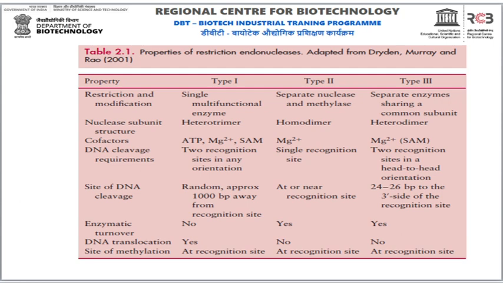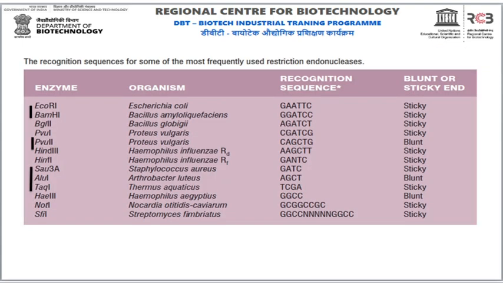Next, the site of DNA cleavage. Type 1 will cleave randomly, about 1000 base pairs away from the recognition site, and type 2 will cleave at or near the recognition site. Type 3 will cleave approximately 24 to 26 base pairs to the 3' side of the recognition site.